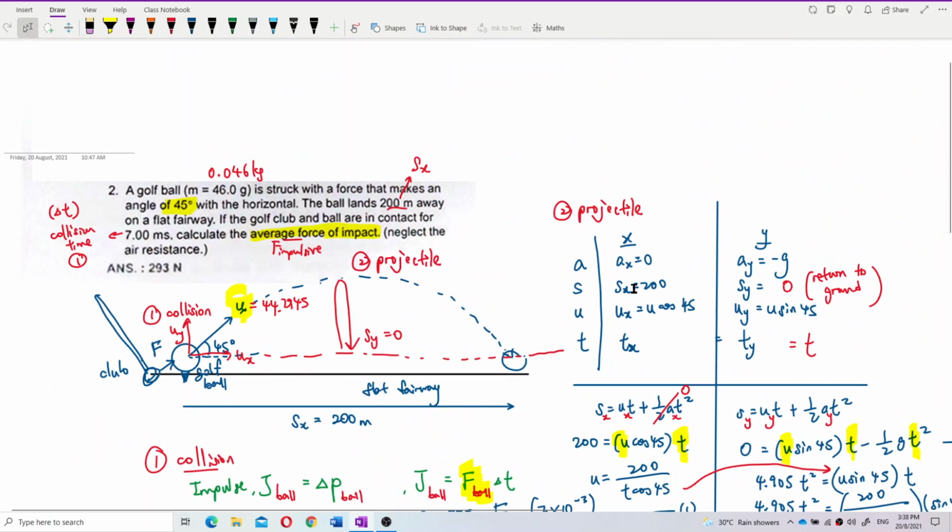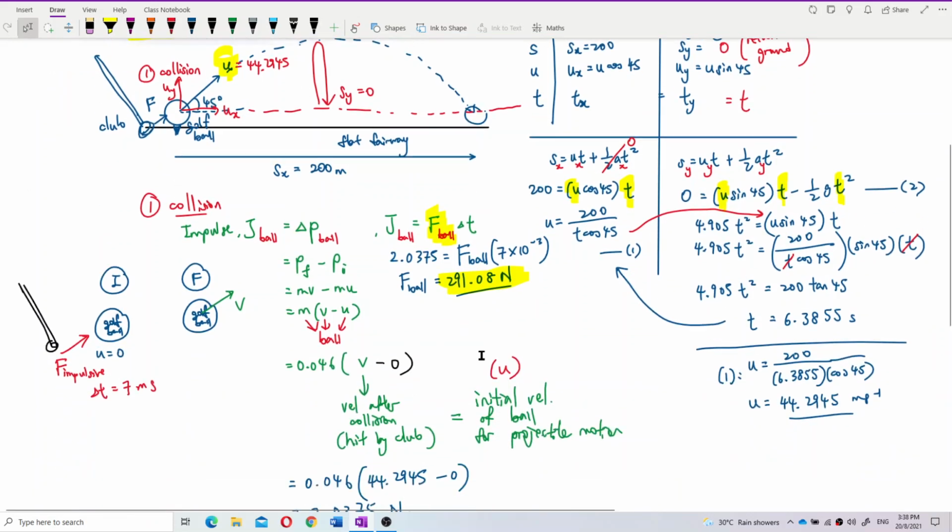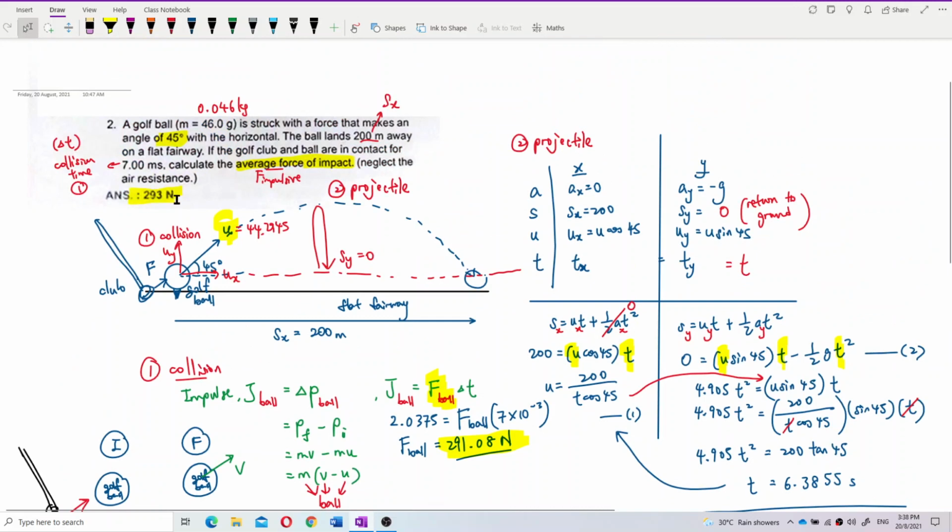Is that correct? Almost, you see? Why is the answer a bit different? Because they round up the answer. I don't round up my answer, that's why my answer is a bit different, but my answer is more accurate because I never round up. Their answer is already rounded to 3 significant figures. So my 291.08 is almost near to 293 Newton. So correct.